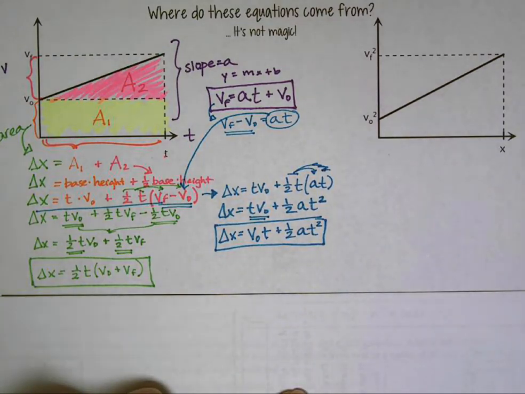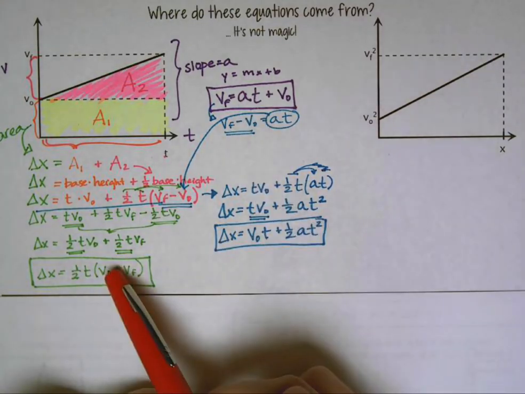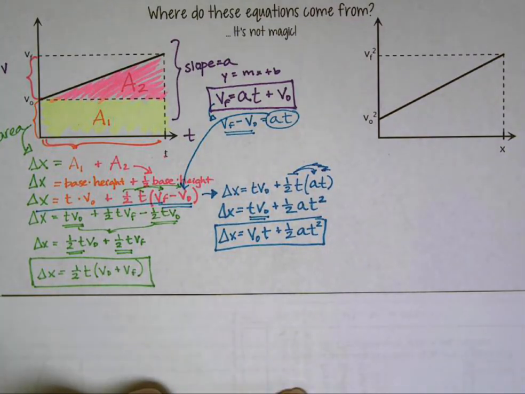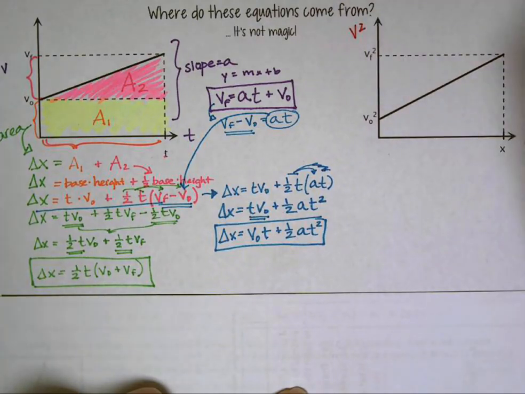And you're thinking, but I still want more equations. Notice all of these have time. Time is not something that we always have. No pun intended, but we can find an equation without time by using another graph. This happens to be a velocity squared graph versus position.